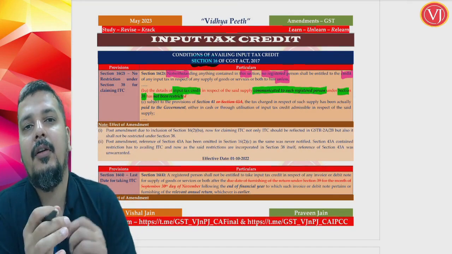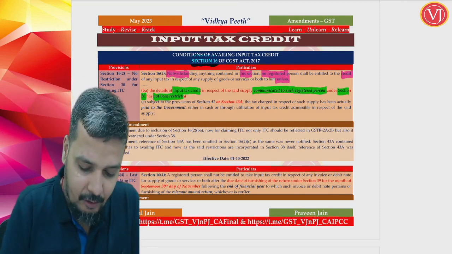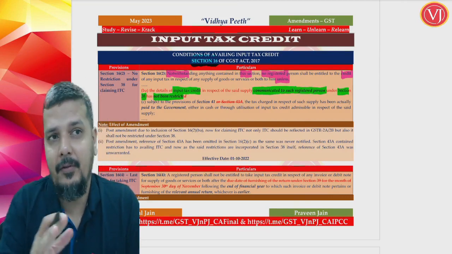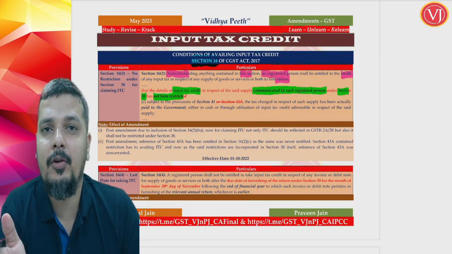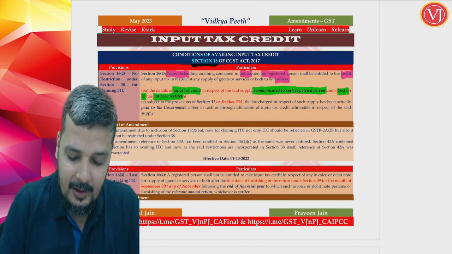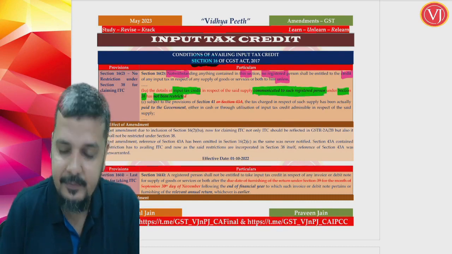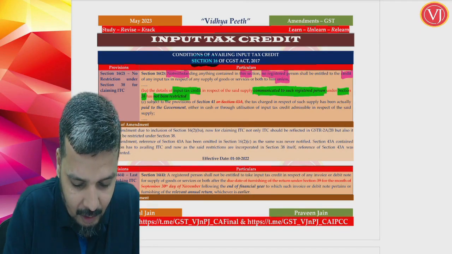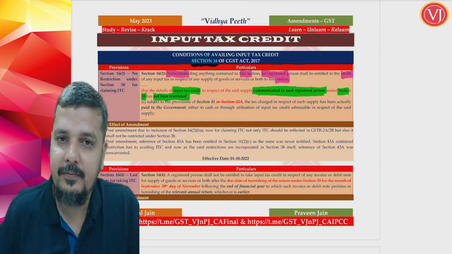If you want to claim your input tax credit, you have to ensure that whatever credit you are getting, first of all, you should get that credit in your GSTR 2A/2B. That is one of the criteria. Now, whatever you are getting in your GSTR 2A/2B under Section 38, it should not be restricted.